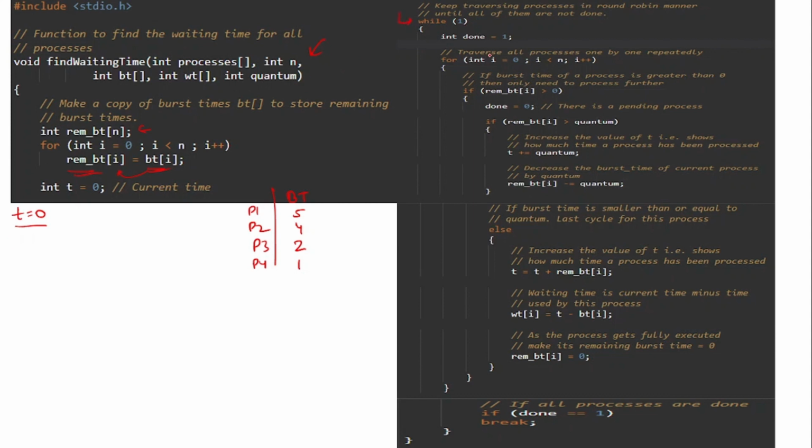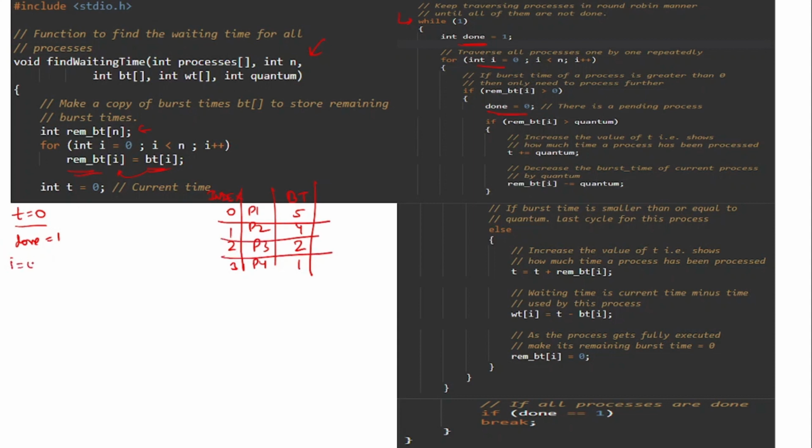This while loop uses one integer variable, done. Initially done is initialized with the value 1. If the value of done is 1, that means all processes have completed their execution. But as soon as we enter the loop, we set it to 0, which means a process is still pending. Now I start off with this loop. The process indexing is 0, 1, 2, 3, which will be helpful for us.